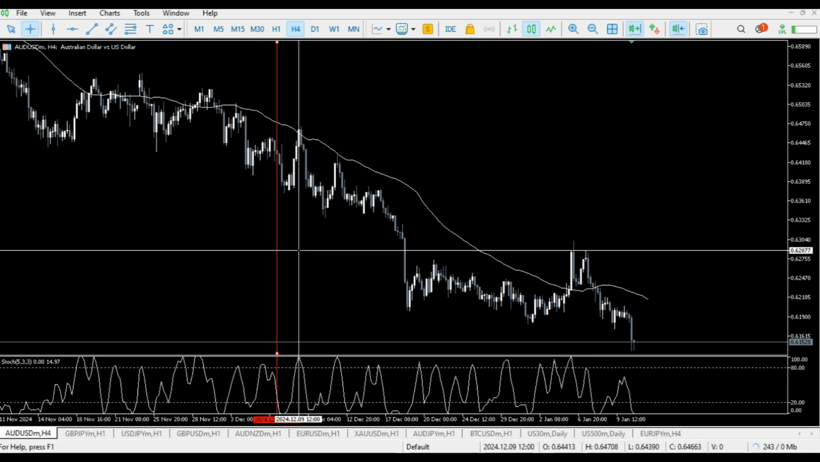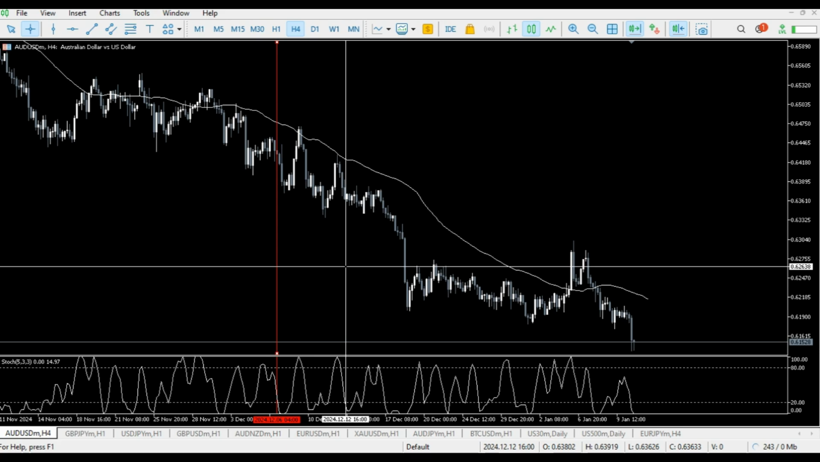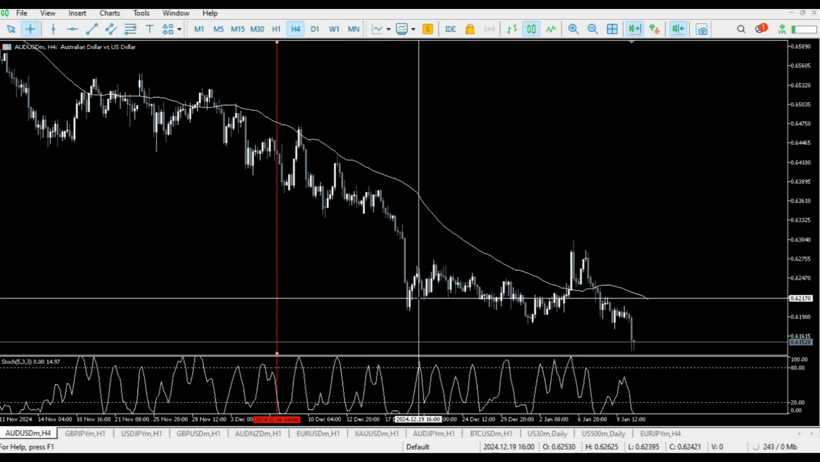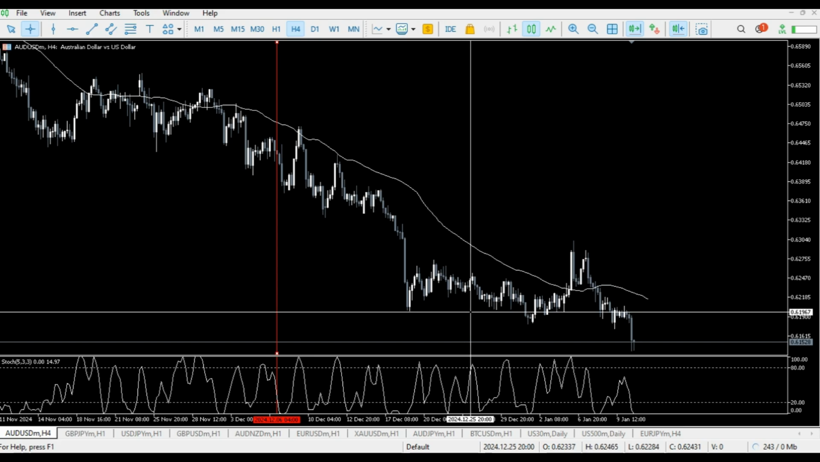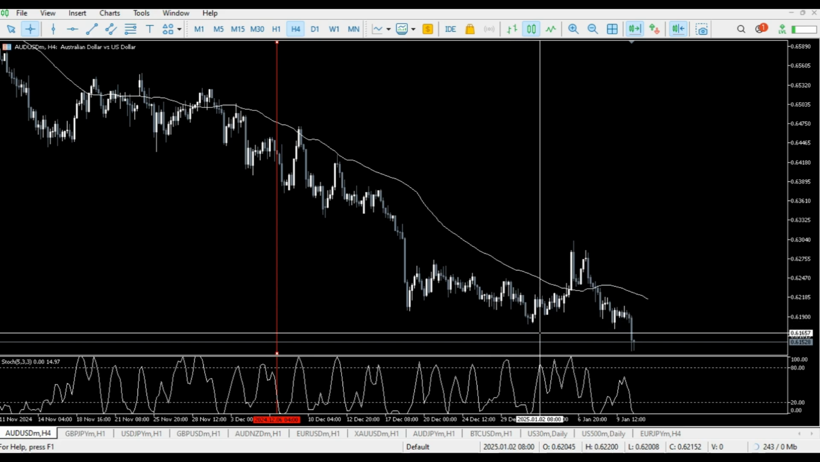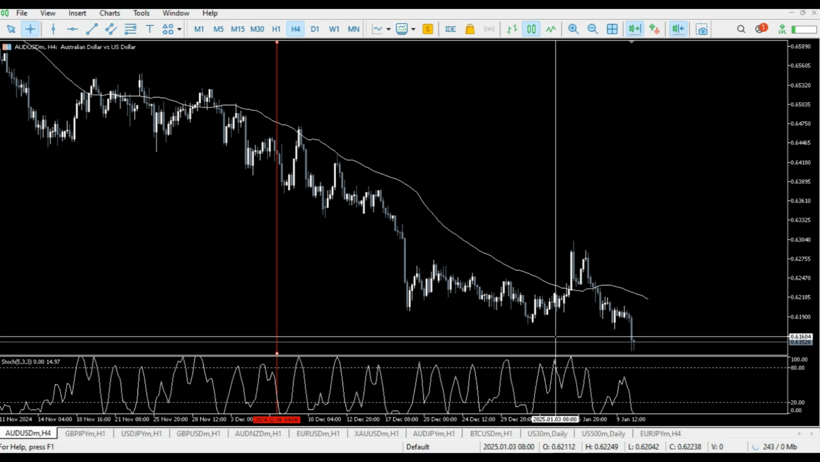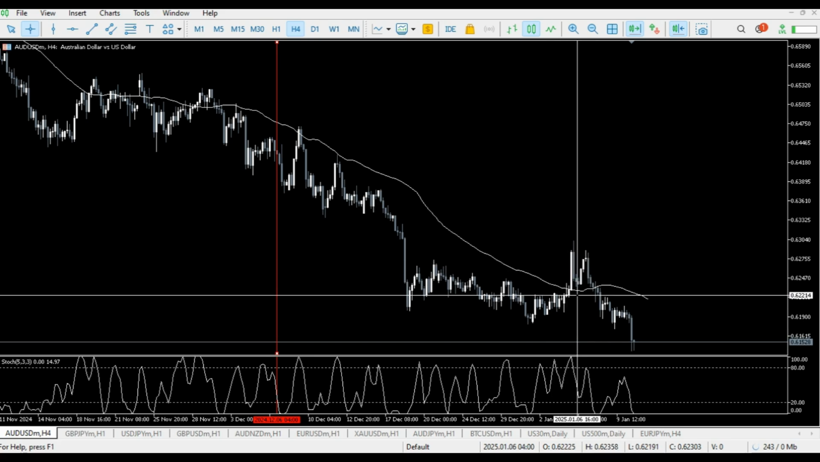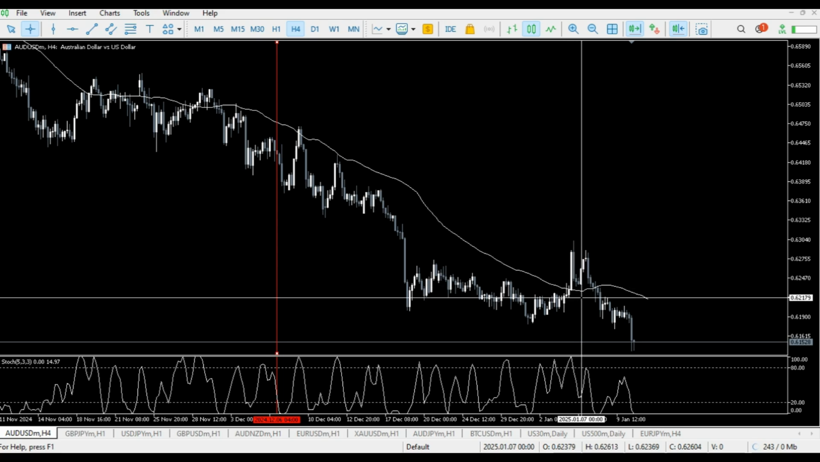This is entry 1 on the pullback, entry 2, entry 3, entry 4, entry 5, entry 6, entry 7, entry 8, and then entry 9, and then entry 10. When price pulls back into the 100 EMA on the H4 time frame, that is an exit.